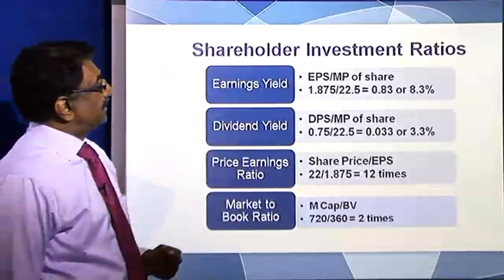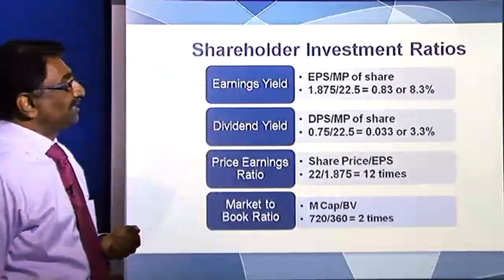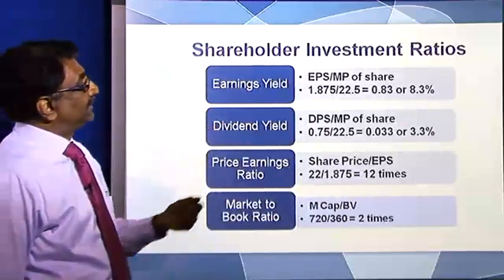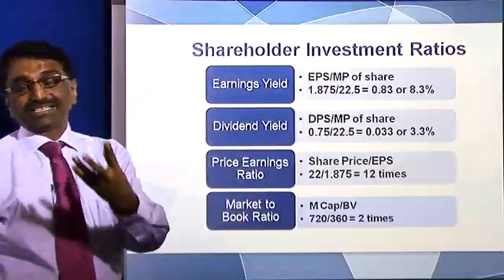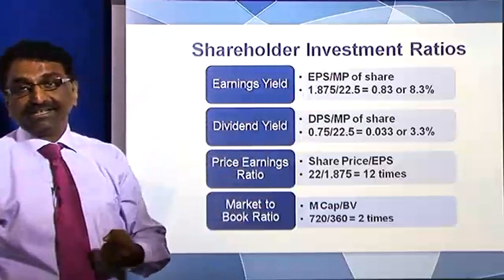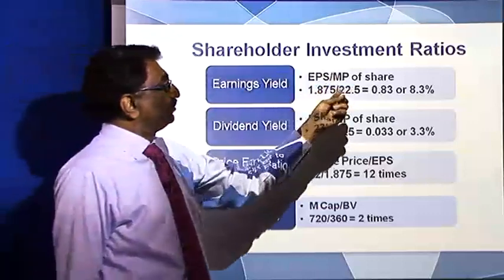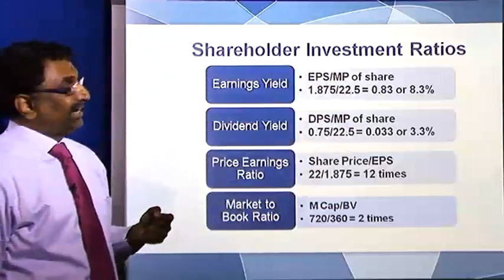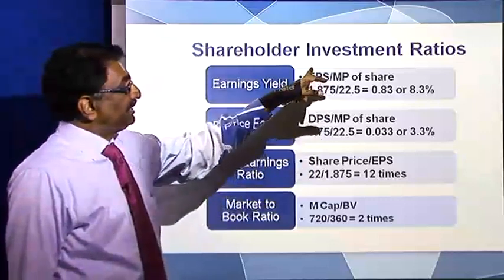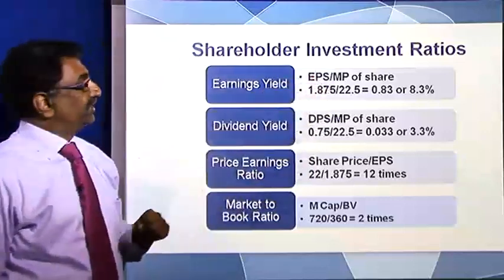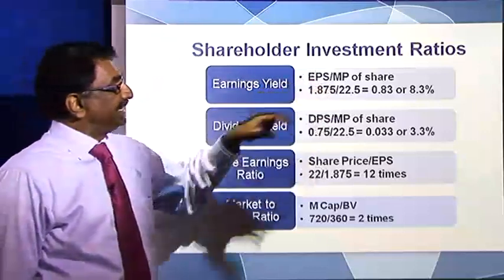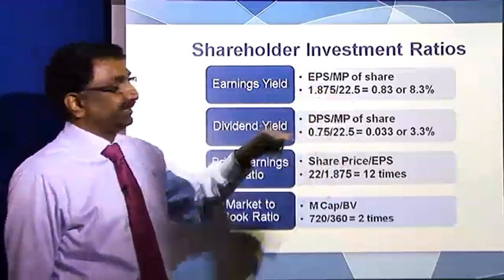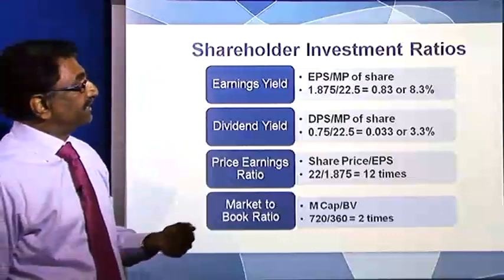The next key ratio that we will look at is called earnings yield, which is your earnings per share divided by market price. If I, as an investor, am going to buy the share today at 22 rupees 50 paisa, I will want to know what is the EPS the company is generating. That is the earnings that the company is generating. It is 1.875.